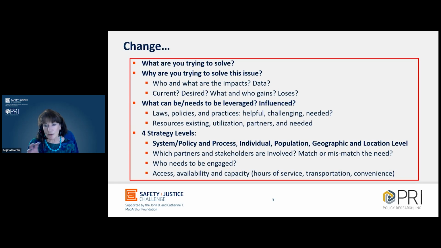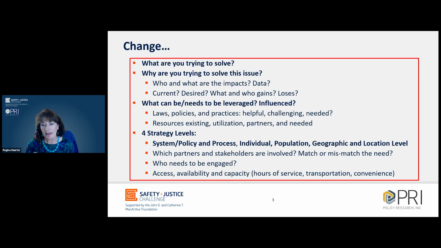And we'll talk about those particular issues a little bit later on. And then I always think about this work from 4 different strategy levels, from a system, policy, and process level. So that's when we're really thinking about, well, this has an impact on the system. And you can think about that from a criminal justice system, from a medical health system, from a behavioral health treatment system, from community kind of government, the flow of your city.